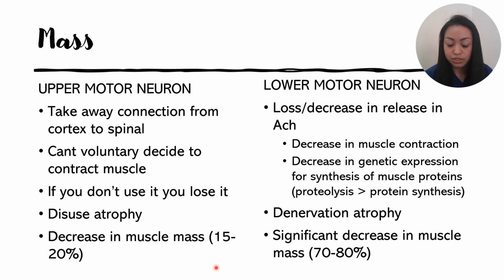With lower motor neurons, because the damage is in the lower motor neuron, which releases acetylcholine at the axon terminal, which does two things. One, it binds to nicotinic receptors and stimulates muscle contraction, and two, it binds to specific receptors and stimulates transcription factors, which then eventually leads to protein synthesis. So if I can't contract my muscles and I can't produce muscle proteins, then it's going to lead to a much more significant decrease in muscle mass, around 70 to 80%. And this is called denervation atrophy.